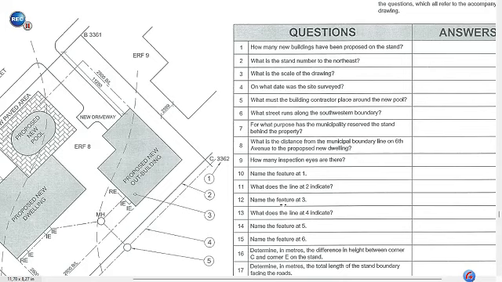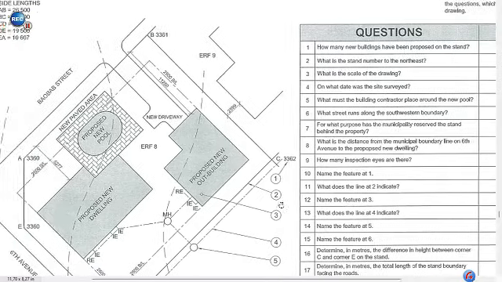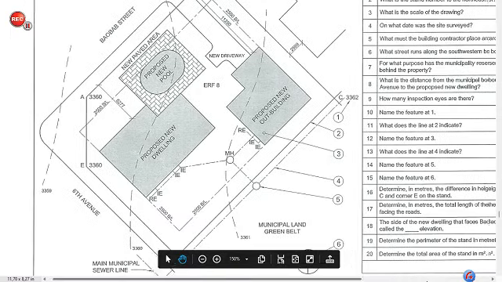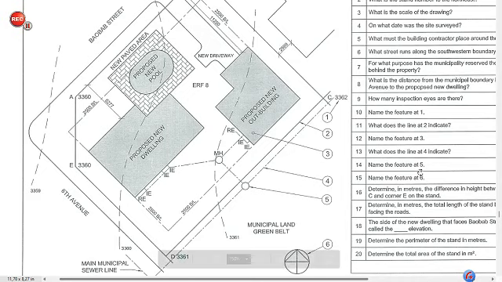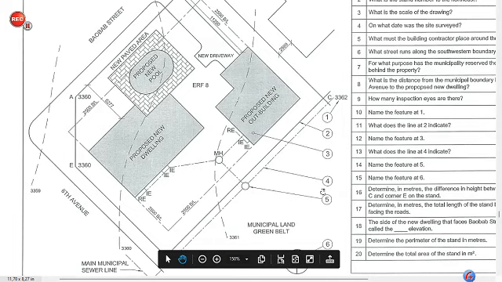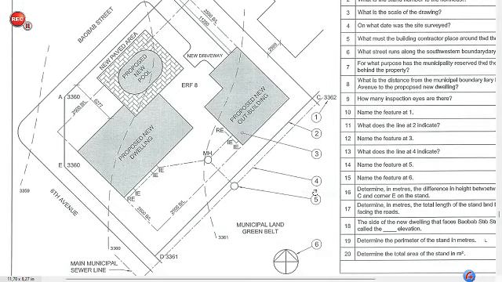If you go to number 10, name the feature at 1. So if you look at number 1, that feature that shows 3,362 is situated at C, and that is referred to as a corner height.